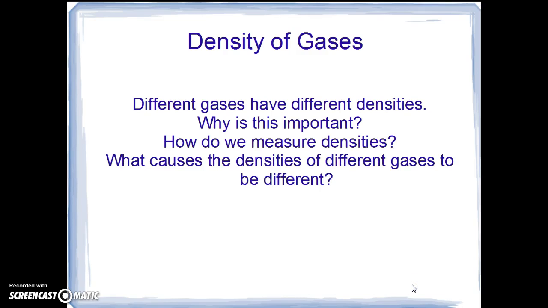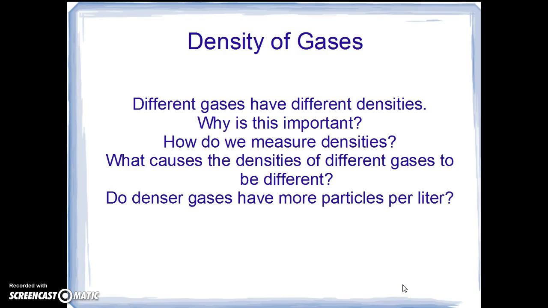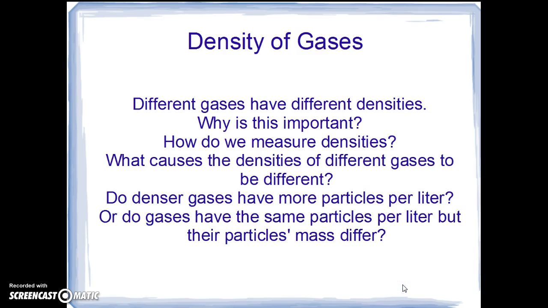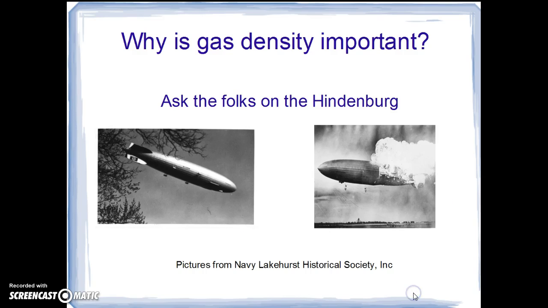What causes the densities of different gases to be different? Is it that denser gases have more particles per liter? Or do gases have the same number of particles per liter, but those particles have differing masses?